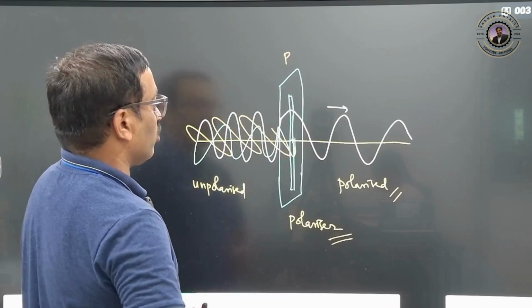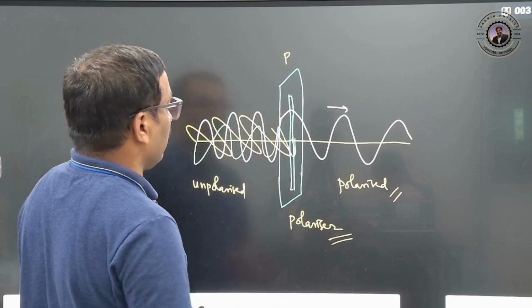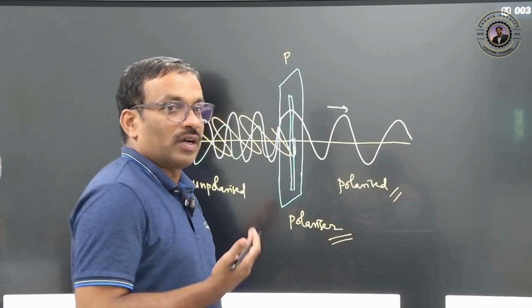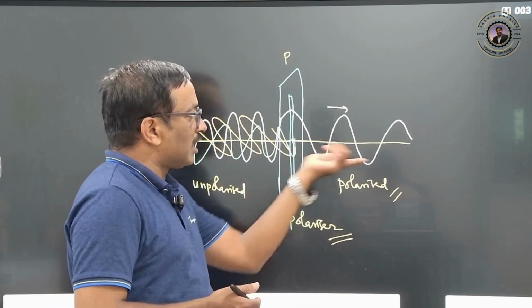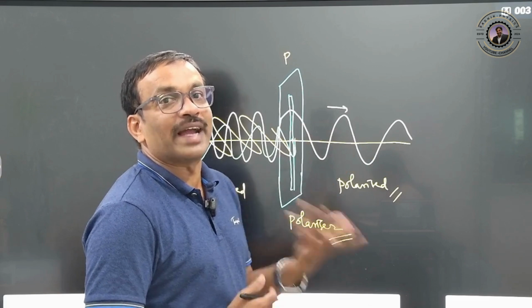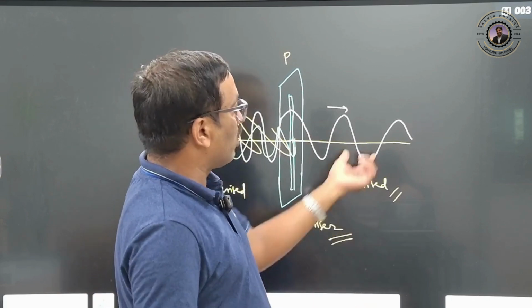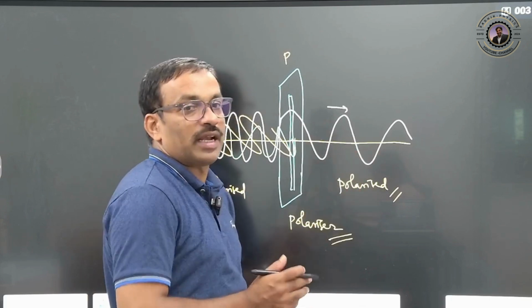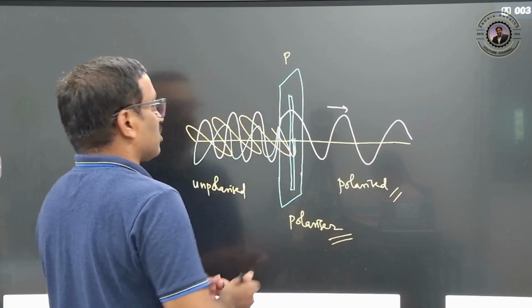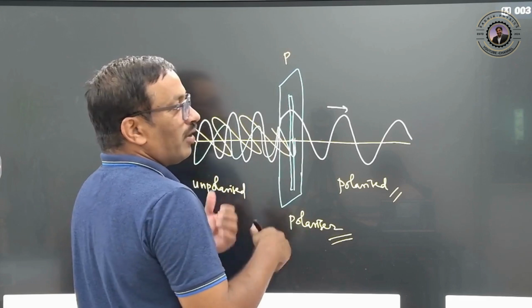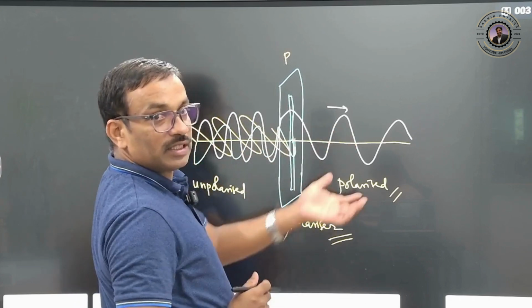Suppose what you are going to do now is this. What you want to understand here is whether this light is polarized light or not. How do we identify it? For this, a single polarizer will not be able to identify whether it is a polarized light or not.